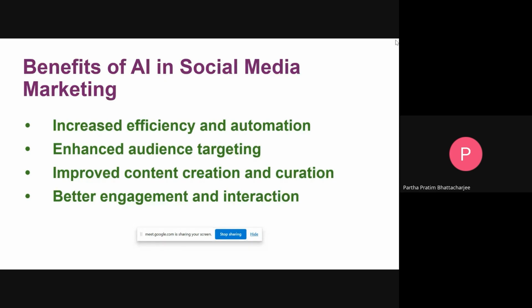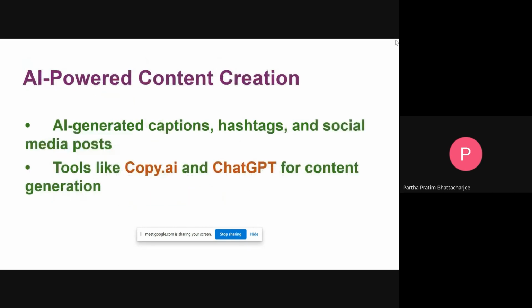The next point is better engagement and interaction, because our motto in social media is how to engage people, and after engagement, how to make them read our content. That means how to make them watch the content. That is one of the most important parts, because of better engagement and interaction. So whenever we make content, it should be in such a way that people are engaged with our social media content. Next slide I'm coming.